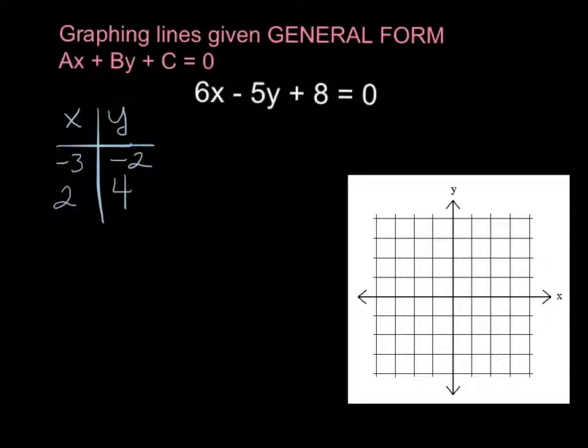So let's plot those 2 points. I've got -3 and -2, so that brings me right there. And then I've got my 2 and my 4, so that takes me to right about there. Now we've got our 2 points, and all we do is connect the 2. So that is our equation graphed. Let's have a look at another one.